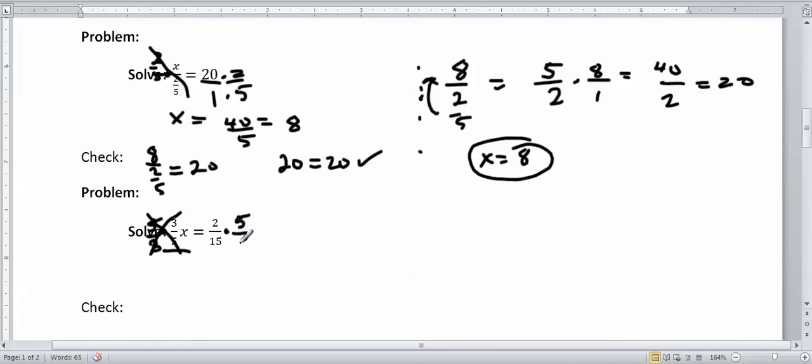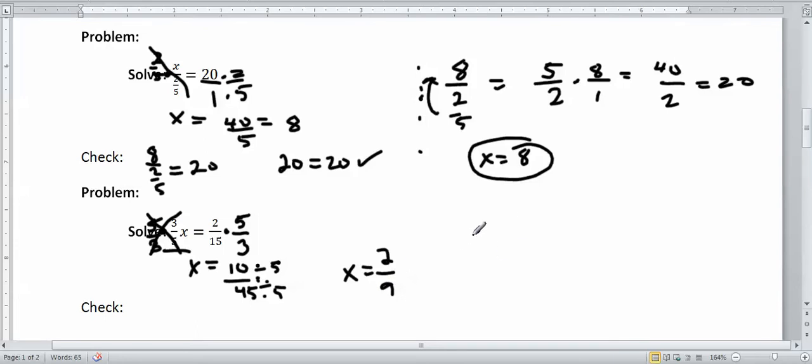I get 5 over 3. So x equals 10 over 45. And we want to simplify that as much as possible, so divide both sides by 5. x equals 2 over 9.